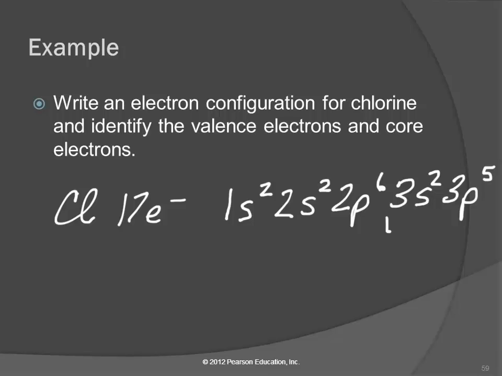Now we look and we see that 3 is the highest level, so all the electrons in that third level are considered valence electrons. So 2 plus 5, there's 7 electrons. Sometimes we abbreviate that VE, valence electrons.